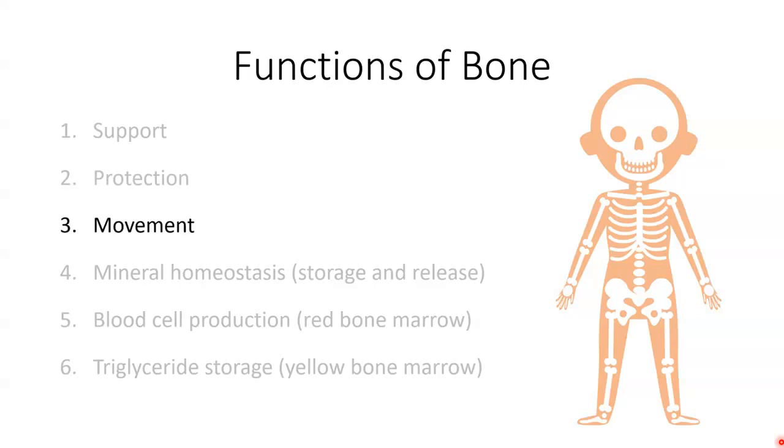Most skeletal muscle attaches to bone, and when that muscle contracts, it will shorten and pull on a bone to create movement at a joint. Bone tissue stores several minerals, including most of the body's calcium and phosphorus stores. Within certain bones, red bone marrow produces red blood cells, white blood cells, and platelets. And within other bones, or in other regions of a bone, we find yellow bone marrow, which is a storage site for triglycerides or fat.